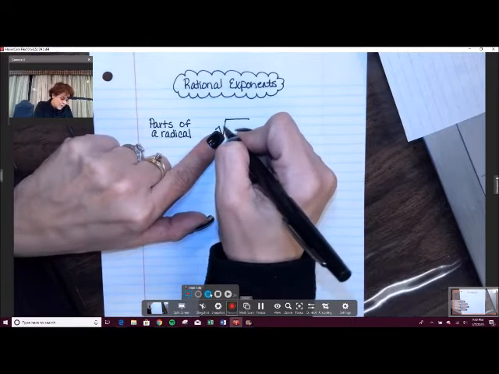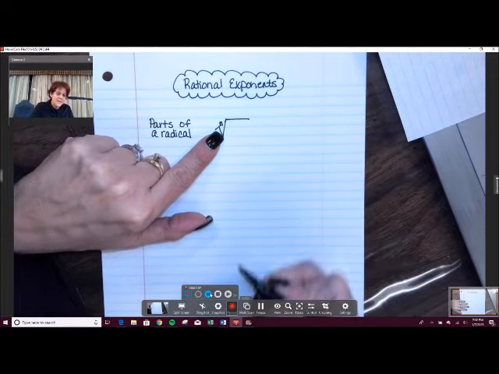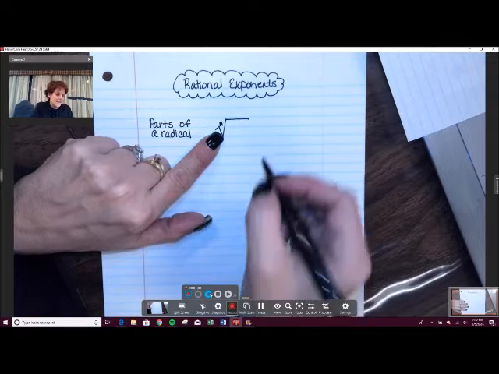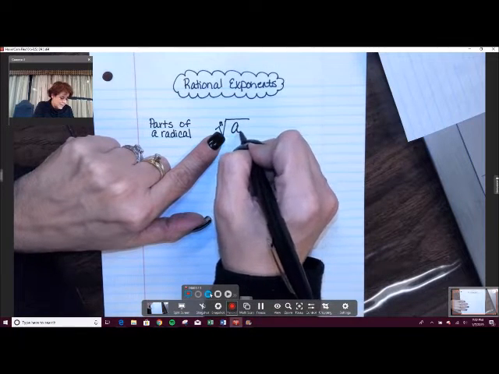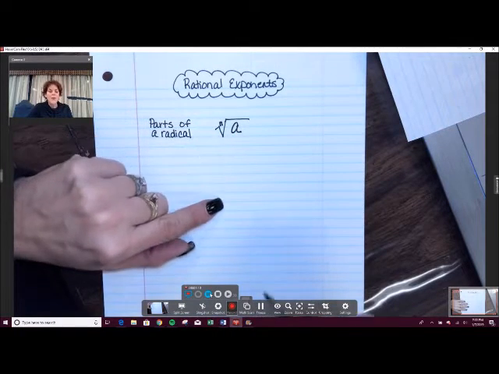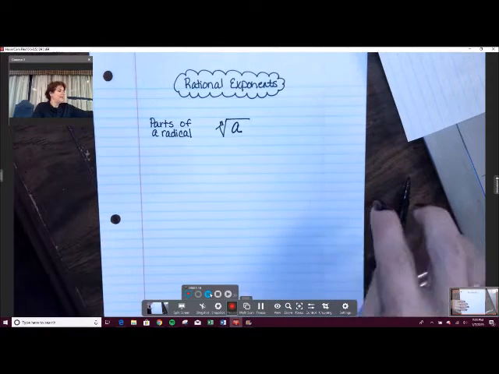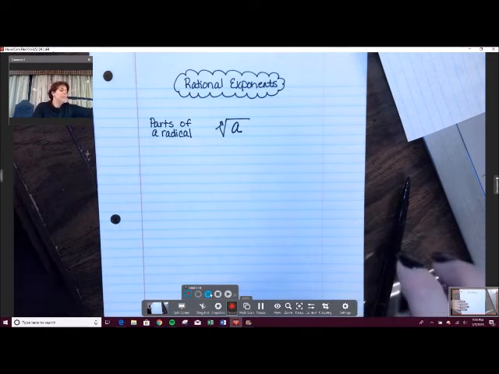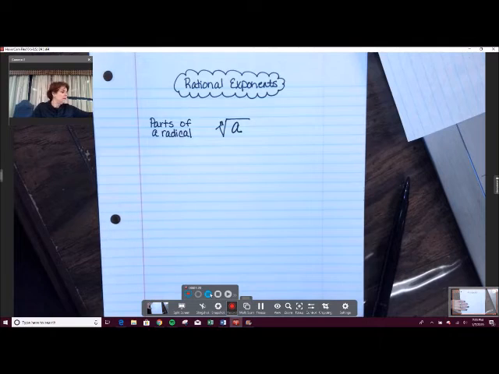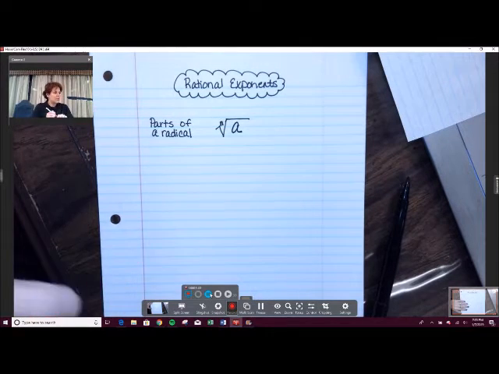In the little nook right here in the arm, there is a number. Now we don't always see that number, and I'm going to explain that here in a minute. And under here, we call that the radicand. So let me get my pens. I'll go with this. This will work.